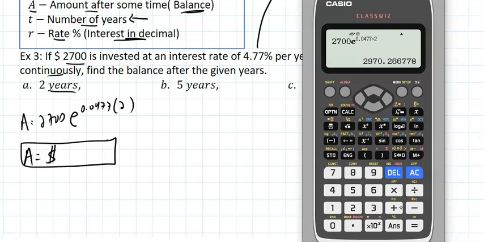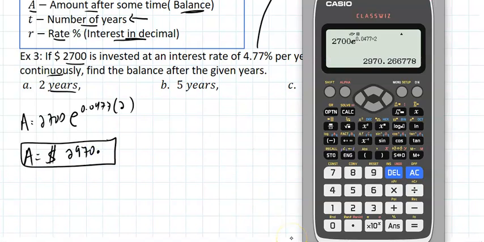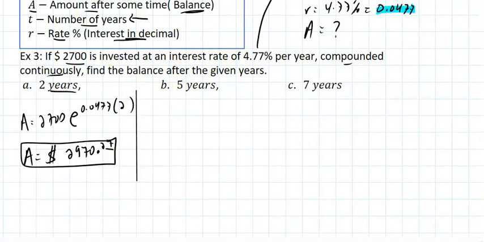$2,970.27. If we're dealing with money, we round to the nearest penny. If we're dealing with people, or animals or anything alive, we round to the nearest integer. So $2,970 and 27 cents. So pretty much I made over the 2 year period a total of $270.